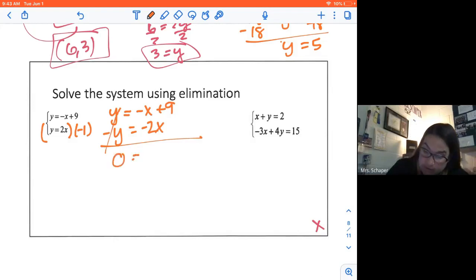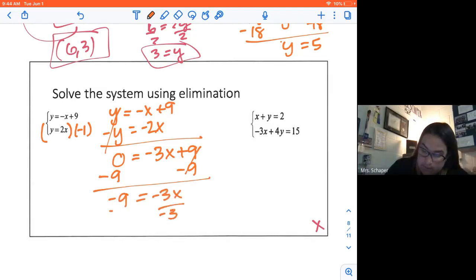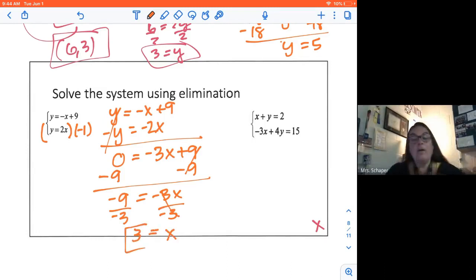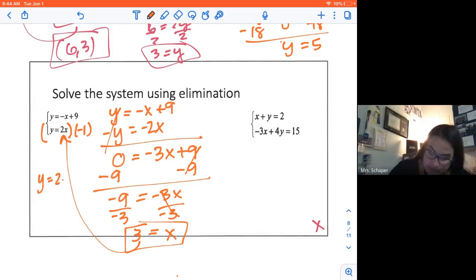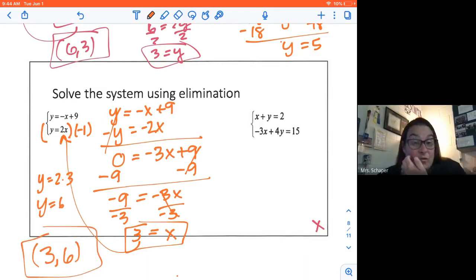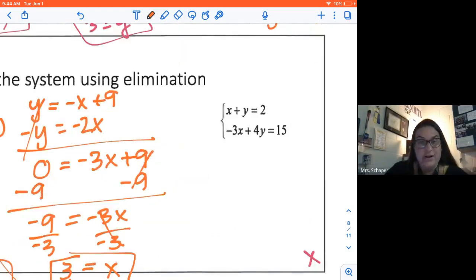That's 0 is equal to negative 3x plus 9. I'm going to subtract 9 from both sides. Negative 9 equals negative 3x. Divide by negative 3. X equals 3. Once I know that, I can substitute it back in. Y is equal to 2 times 3. Y equals 6. So my answer is 3, 6. Now, I always need to make sure that I put my x value first, y value second. All right, one more, kiddos, then you got time to work.